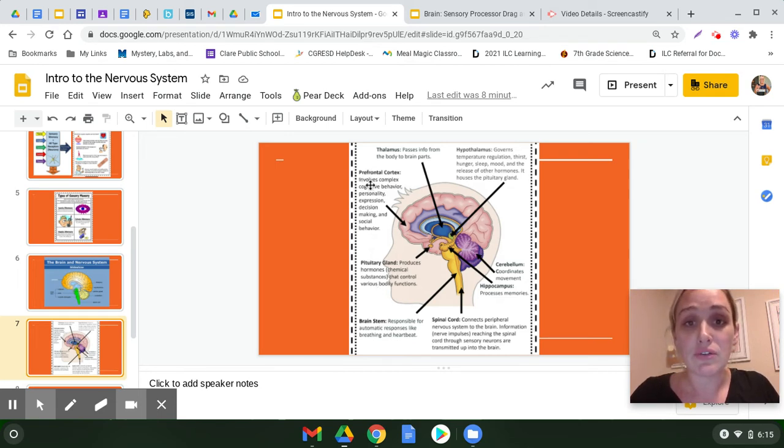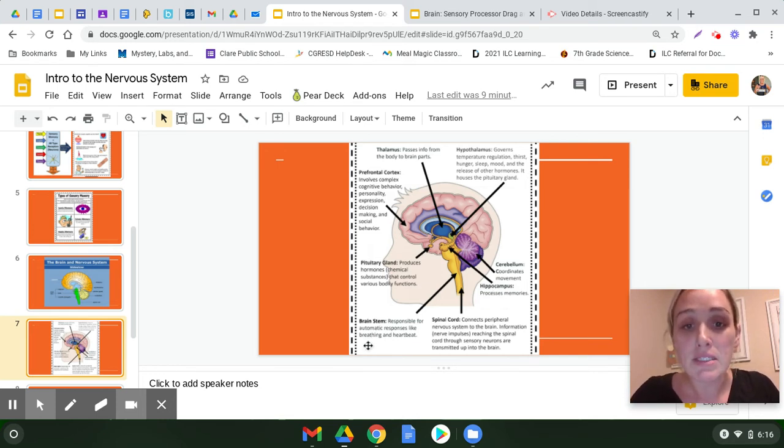And then you have your prefrontal cortex up here, which involves cognitive behavior, personality expression, decision-making, and social behavior. Sometimes if you damage that part of your brain, often we have patients who have had severe brain injury to their prefrontal cortex, and they notice a change in personality after that accident. So that's a very common occurrence. We have the cerebellum, which helps coordinate movement, and the hippocampus, which processes memories. So this is where the memories happen, the hippocampus.